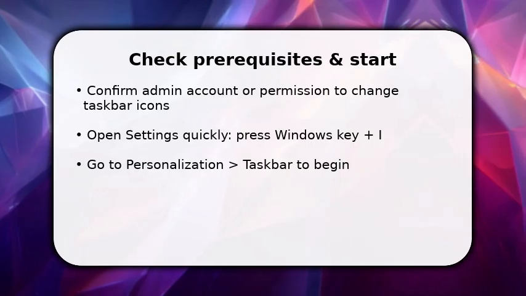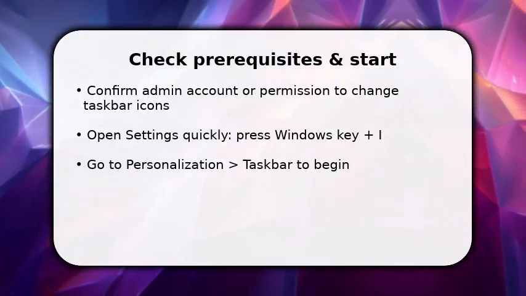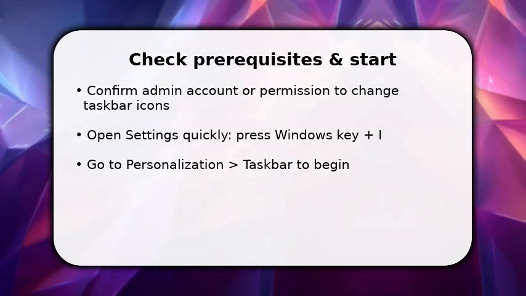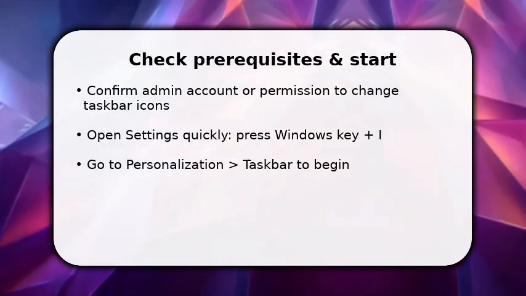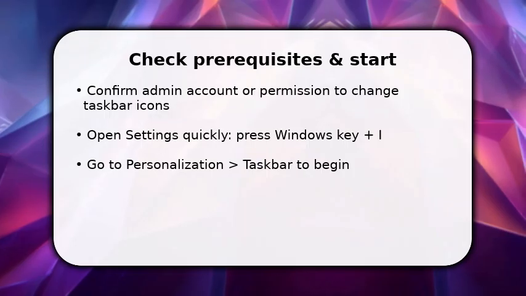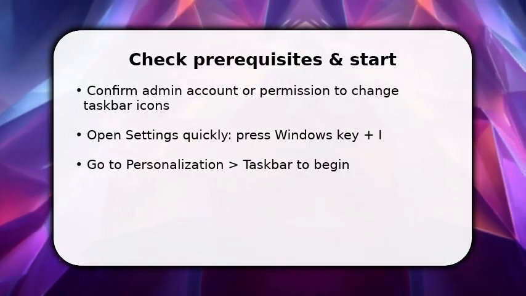That's the panel where system icons live. Make sure Focus Assist or similar utilities aren't hiding controls. Now you're at the place to toggle the sound icon. Proceed to the taskbar corner behaviors to make the change.